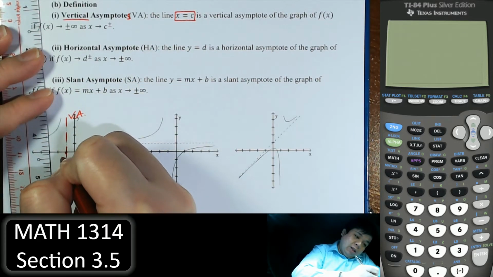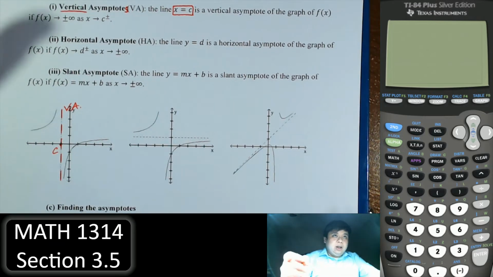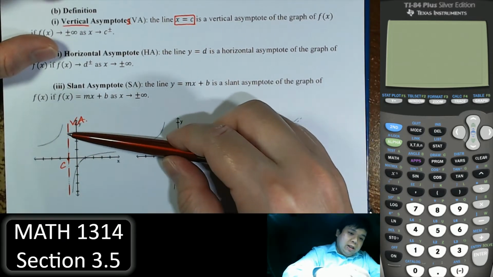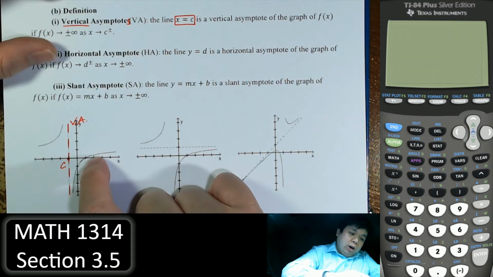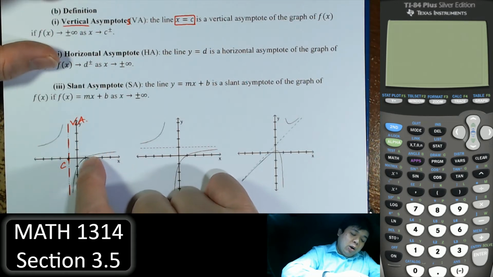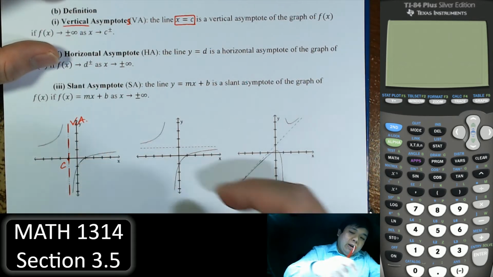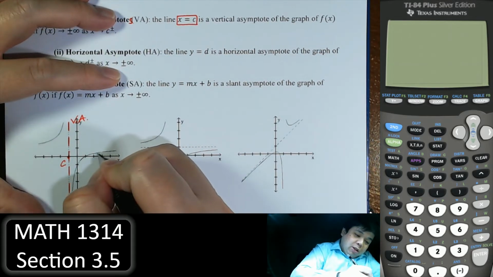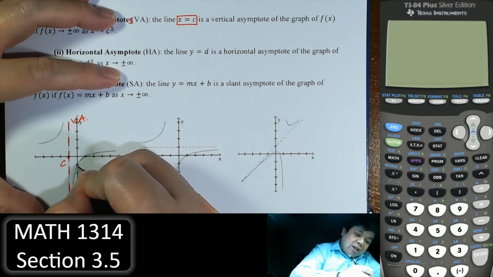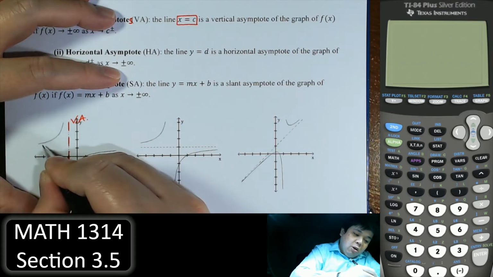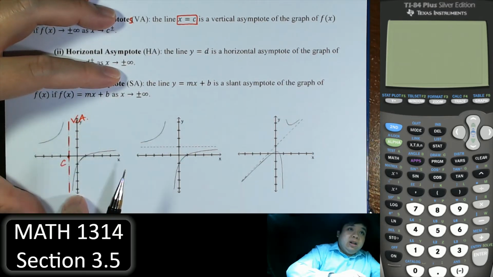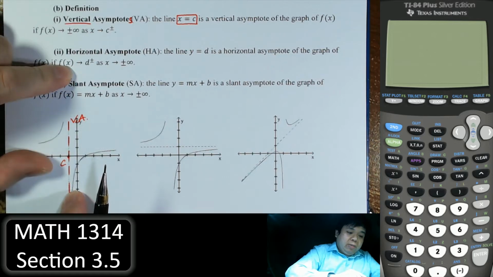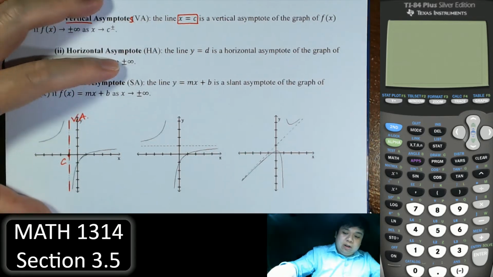And its value is c. So the vertical asymptote is the vertical line where, when the function gets close to it, let me just make it clear, the values of the function, as x gets close to c from the left side or the right side, the values of the function go to infinity or negative infinity.